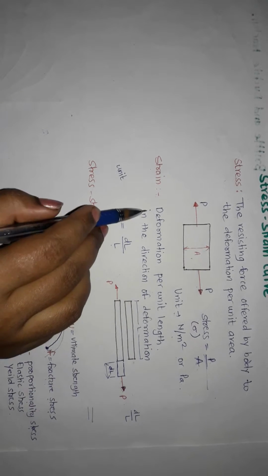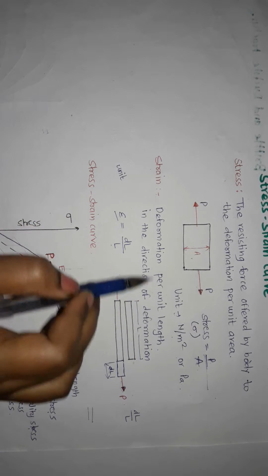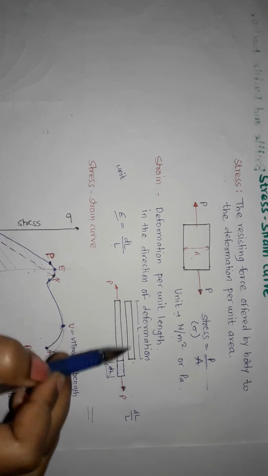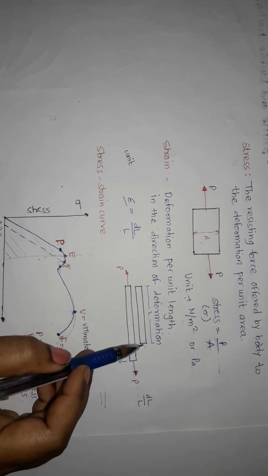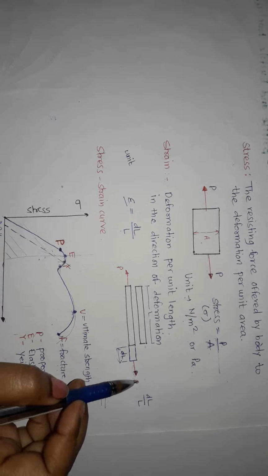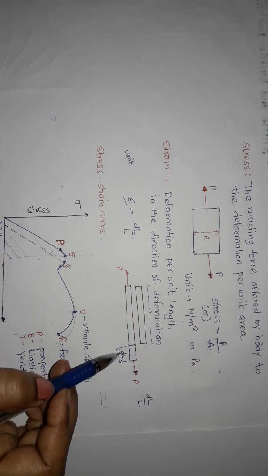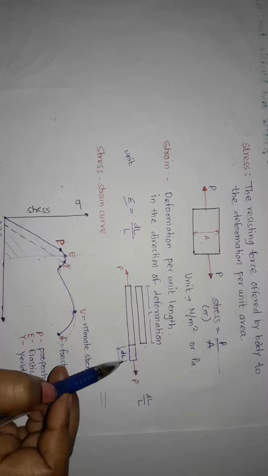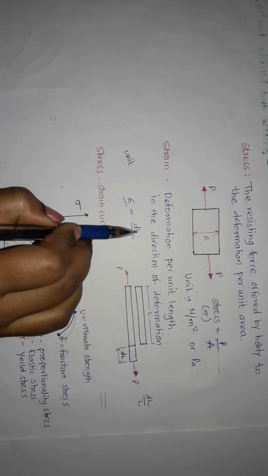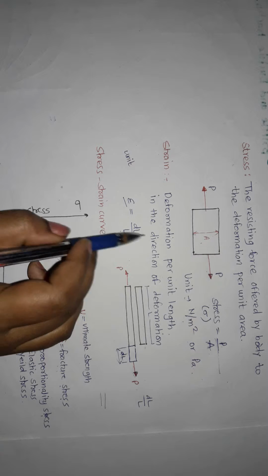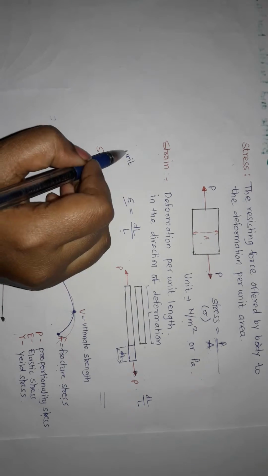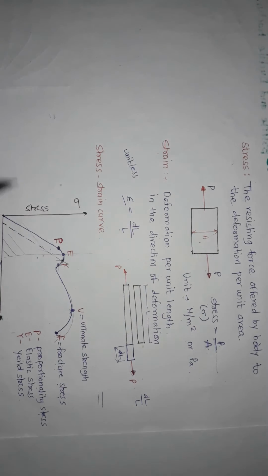Next is strain. Strain is the deformation per unit length in the direction of deformation. Here in this figure, the bar of length L is subjected to tensile load P. It undergoes deformation delta L. So our strain equals delta L by L. As it is the ratio of the same dimension, it is unitless.